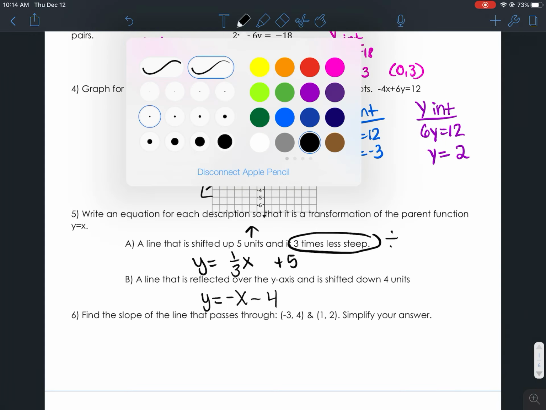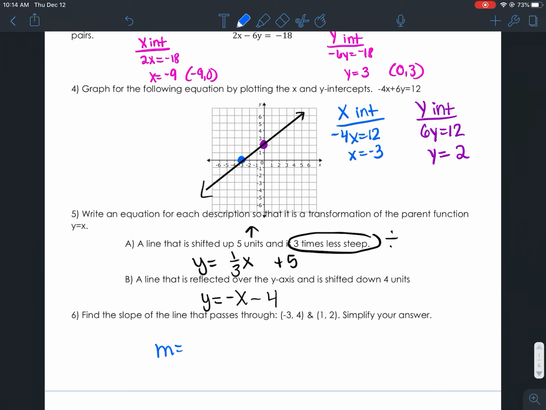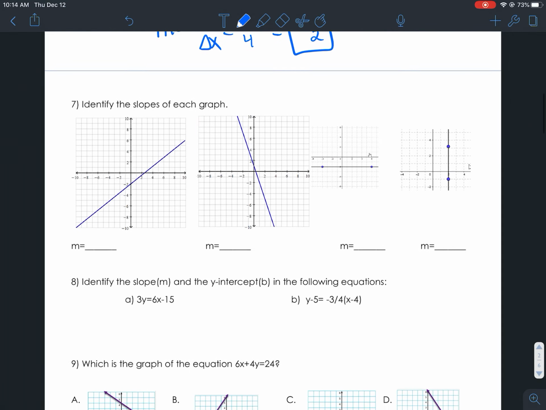Okay, find the slope of a line. Remember, slope's just change of y over change of x. So change of y, it's down 2. Change of x, up 4. But you want to make sure you simplify it. So it should be 1/2.